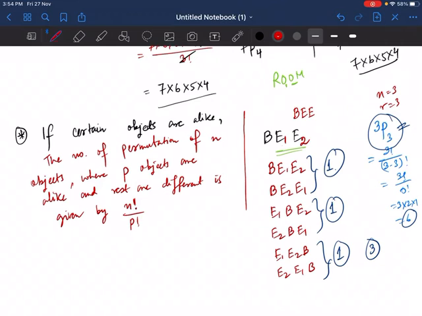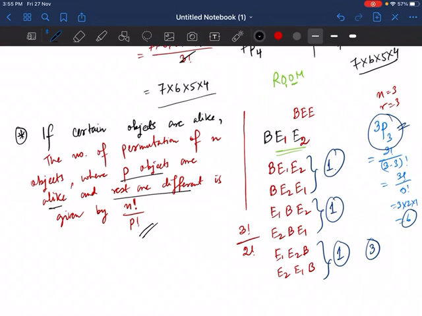So here, the total number of objects was 3, so it was 3 factorial divided by 2 factorial, since 2 objects are equal. That was my answer. 3 factorial is 6 and 2 factorial is 2, so we get the answer as 3. So the number of permutations of n objects where p objects are alike and the rest are different is given by n factorial divided by p factorial. This is the way to do it. Now let me go through one of the problems.